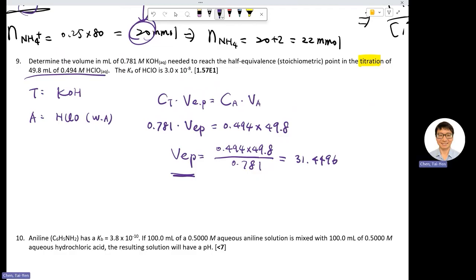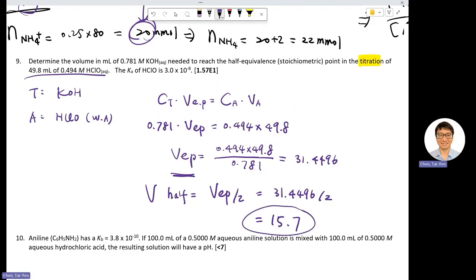So that's the equivalence point, right? If you read the question, it's asking you for the half equivalence point. So we call it V half, which equals VEP divided by 2, which equals 31.4496 divided by 2. That's going to give you an answer of 15.7. So that's the answer you're looking for. Any questions for this?